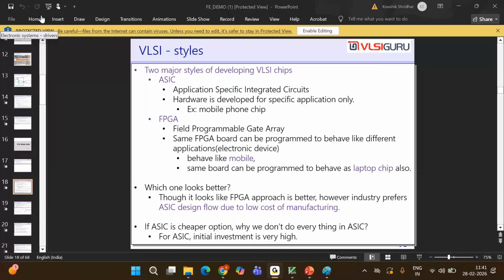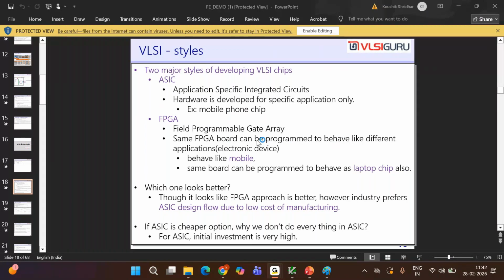Yeah, FPGA, field programmable gate array. The same FPGA board can be programmed to behave like different applications. Okay, so the same FPGA board can be used to behave like a mobile phone, and it can be reprogrammed to make it a laptop as well. That is what is called FPGA.